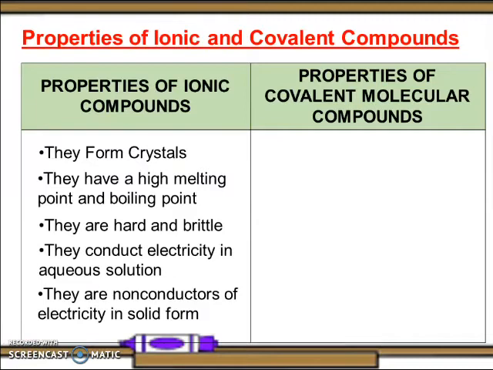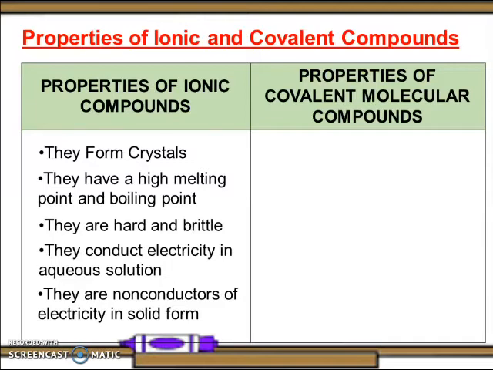They are non-conductors of electricity in solid form. Solid ionic compounds do not conduct electricity. Instead, these are good insulators. This is because the ions are locked into the crystal lattice and cannot move, so the solid cannot conduct electricity.